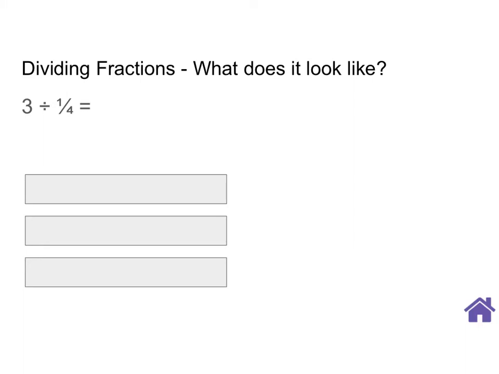Okay, let's take a look at this dividing fractions expression. So I have 3 divided by 1/4. First, I'm going to show you what it looks like as a model. I see that I have 3 wholes, and I have to divide them into fourths. So I'm going to divide each one into fourths. Usually how I do it is divide it in half and then divide it in half again, right?